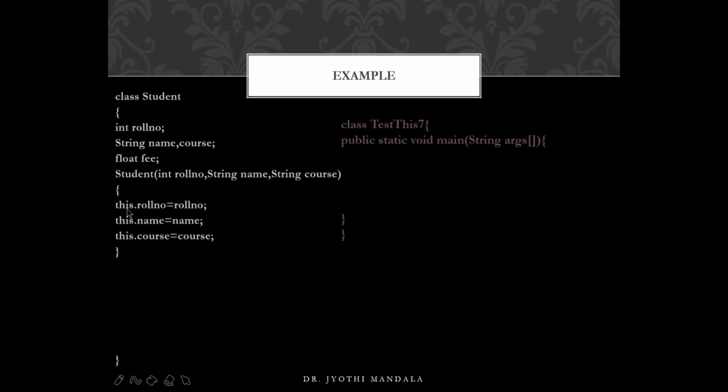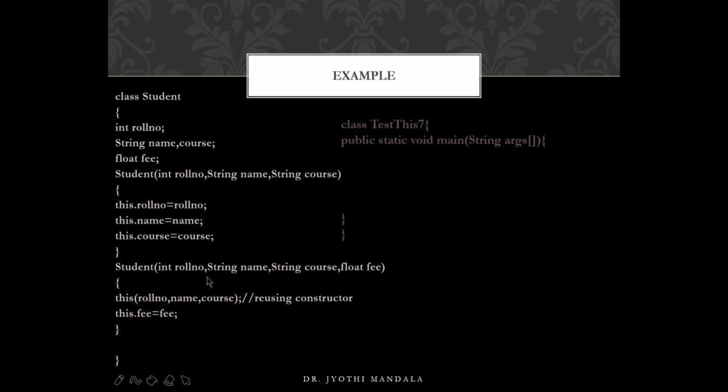That's why I am providing a difference by using the this keyword, where the compiler can understand we are referring to the current class instance variable. So there will not be any ambiguity to the compiler. Right? And I want to have one more constructor, where in that constructor I am having roll number, name, course and fee. All 4 I am providing.